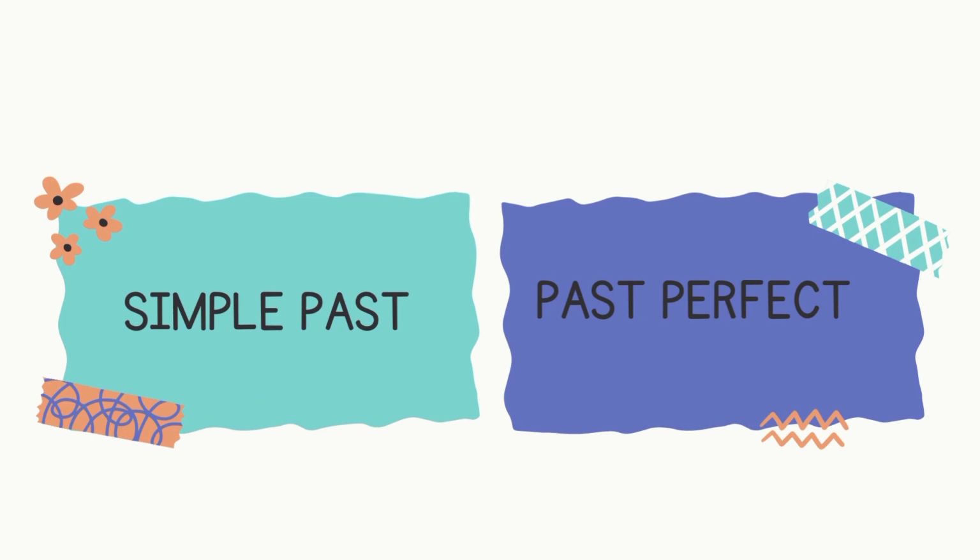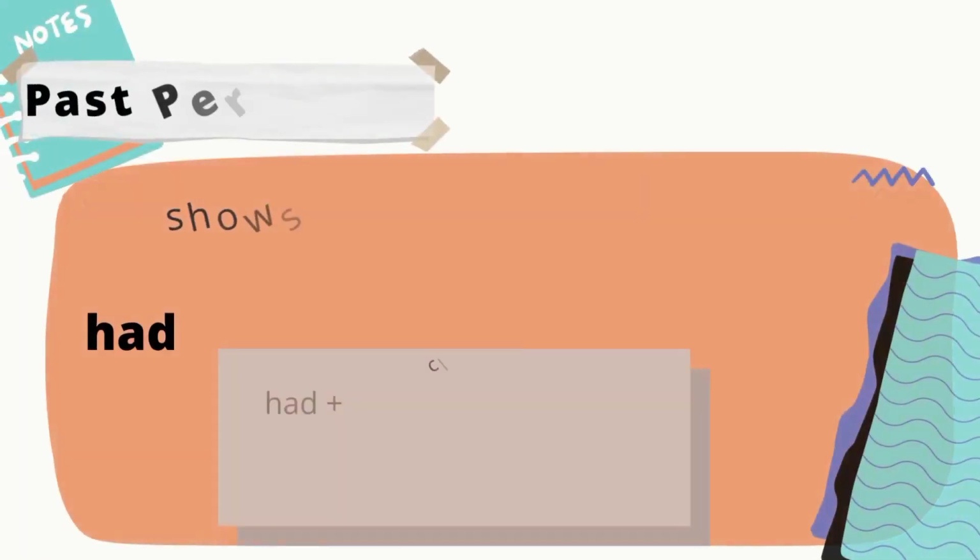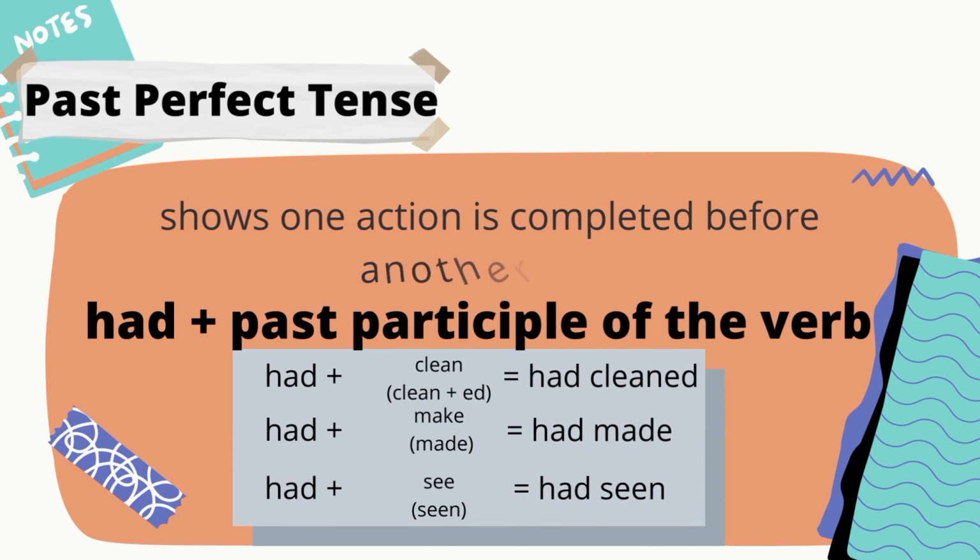This time, we discuss the past perfect tense. If the simple past shows a completed action in the past, the past perfect tense shows one action is completed before another action. Thus, there are two actions in the sentence. The first action started in the past and continued up to a given time in the past. The verb follows the formula below. Had plus past participle of the verb. For example, the past participle of clean is cleaned.